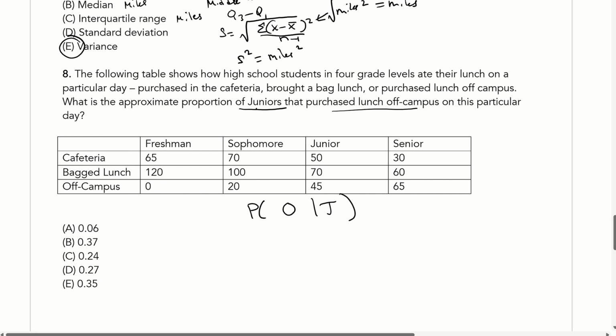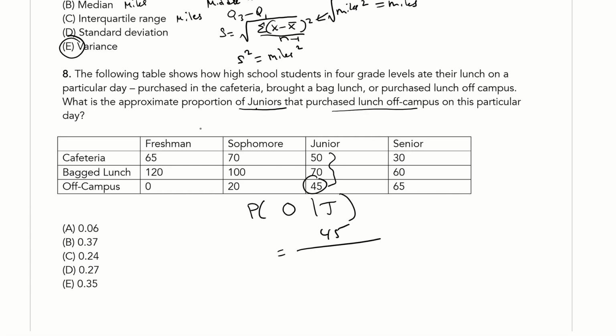All right, so how many juniors were there? Well, we've got to add these up, right? So let's add these up. And then we want the ones that are off campus, so it's 45 of them out of, and then we've got to add these. When you add them, you get 165, which is 0.27. So that's got to be D right there.